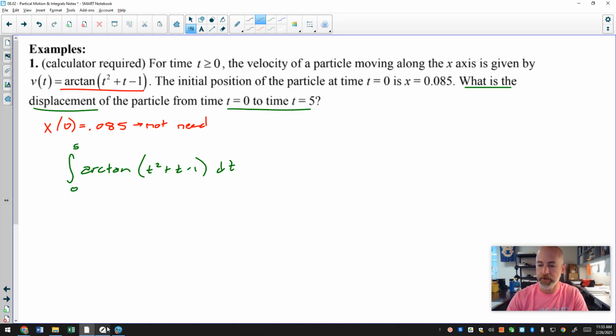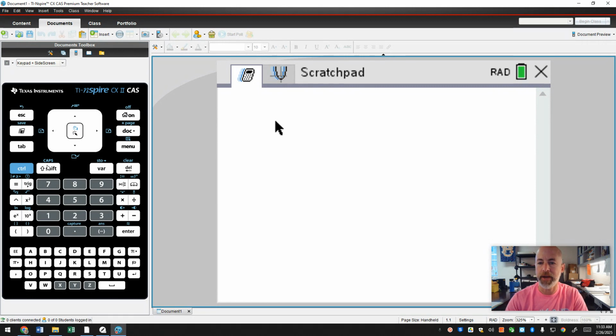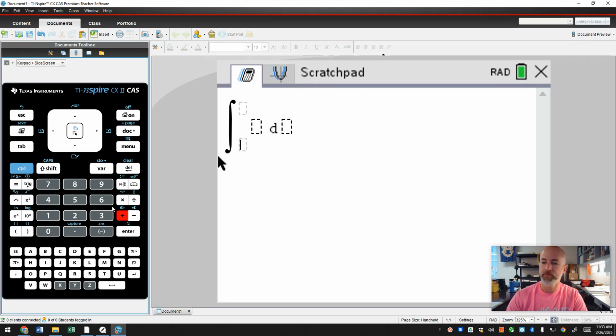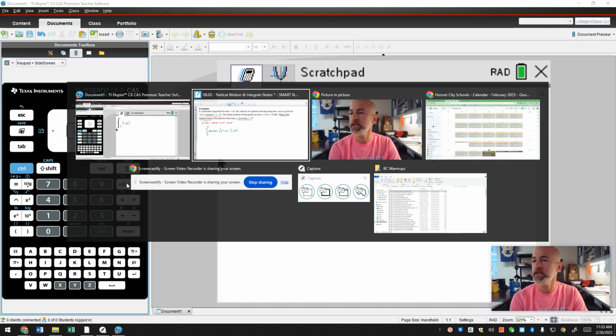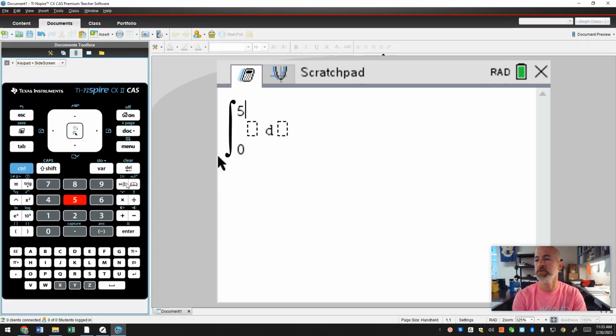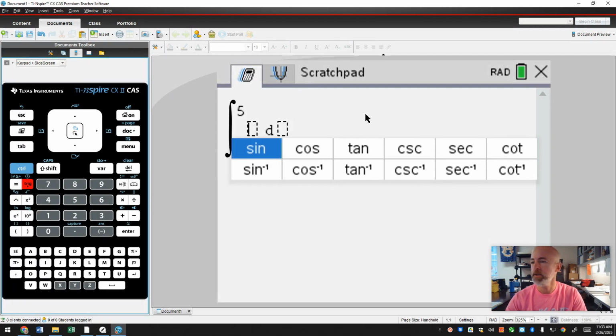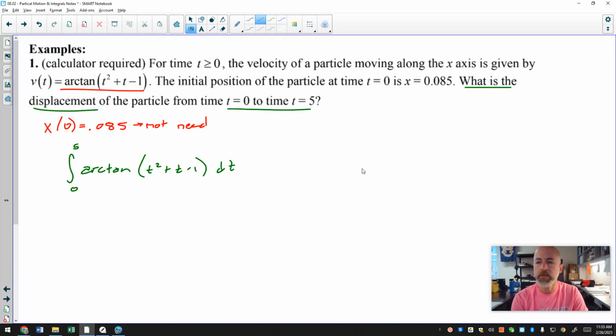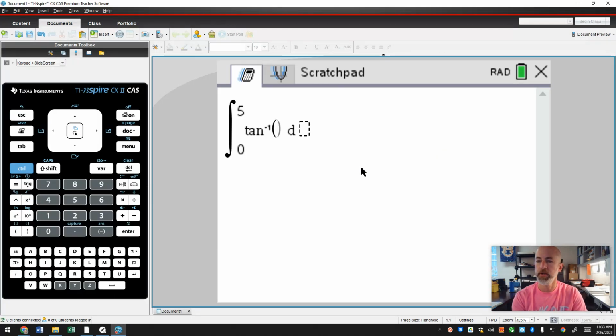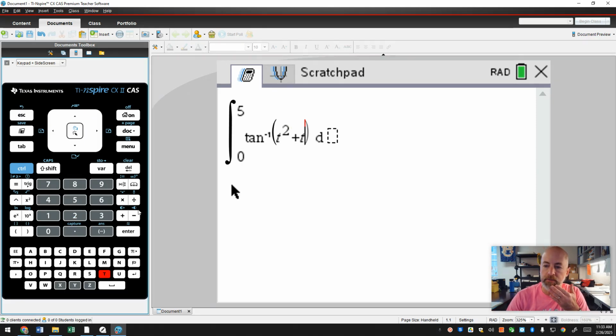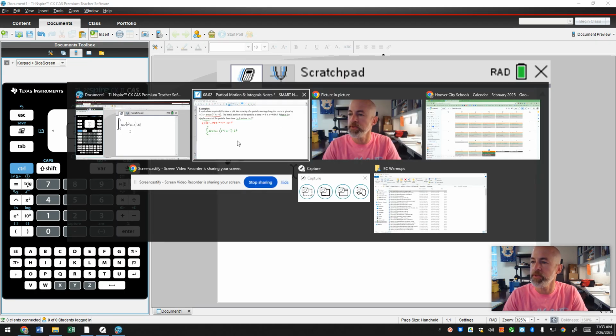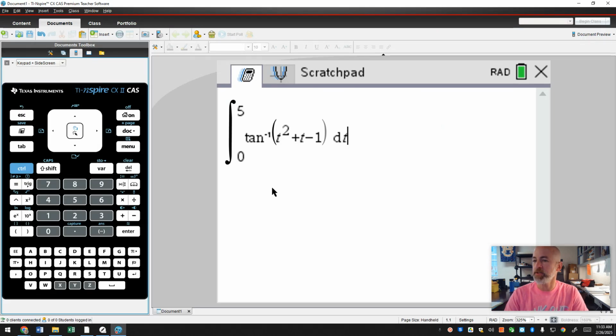So I'm going to go to my calculator now, and I'm using the TI Inspire, and the hot button for the definite integral is Shift plus, and it was 0 to 5 of the inverse tangent of t squared plus t minus 1 dt. And always, when you're using calculators, always double and triple check that you do indeed punch everything in correctly. Inverse tangent t squared plus t minus 1. All that looks great.